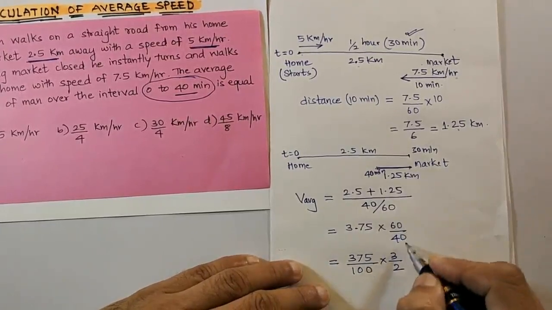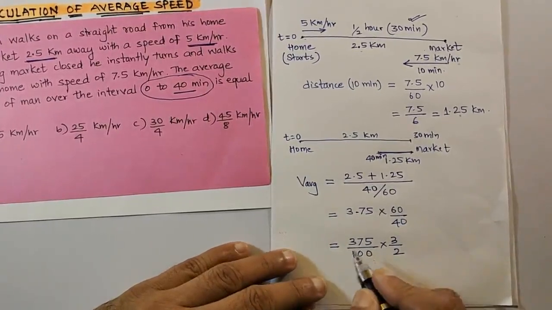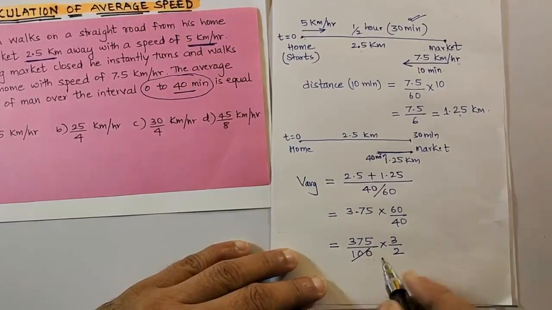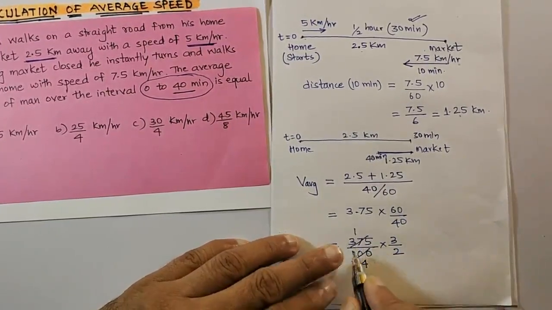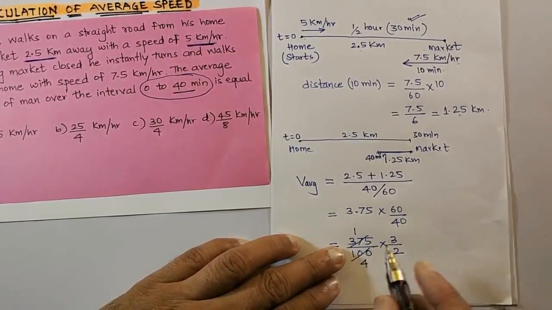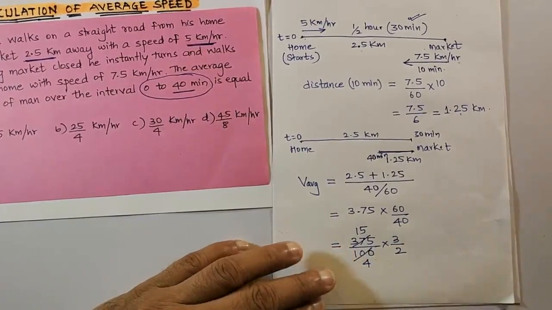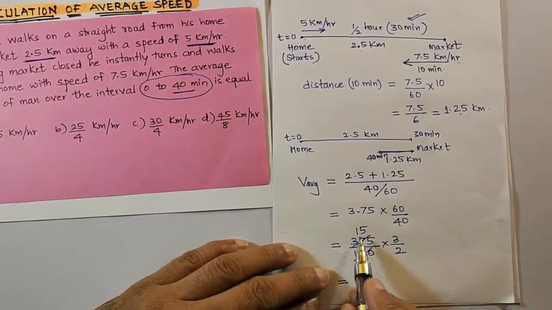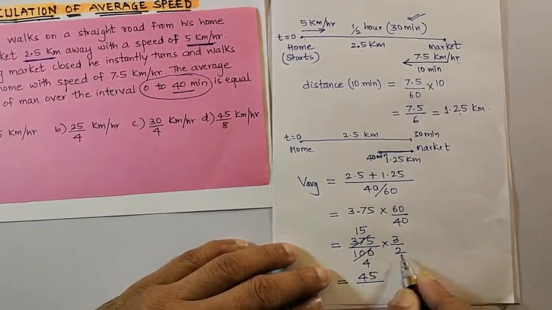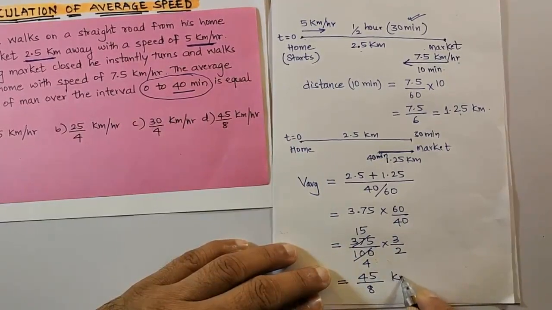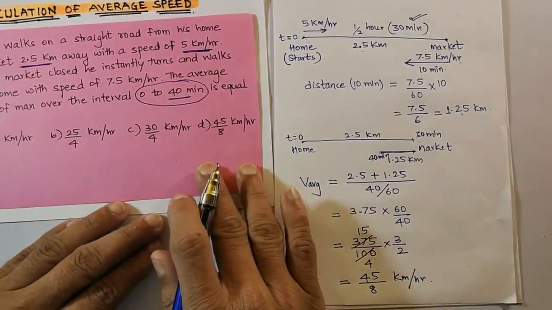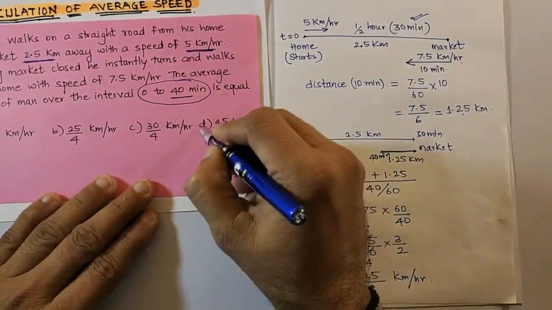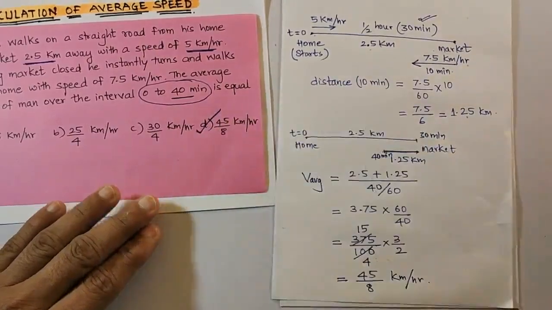2 2s are 2 3s, or 0 gets cancelled. So now cancel this. 25 4s are 100. So you'll have 25 ones are 25. 12 remains. 125 means 25 5s. So multiply, you will get the answer. 15 into 3, 15 3s are 45. 4 into 2, 8. 45 by 8 kilometers per hour. So our average speed is 45 by 8, means option D is the answer.